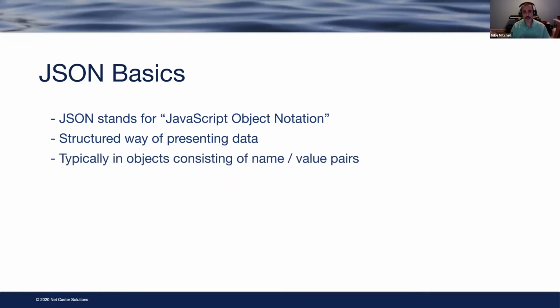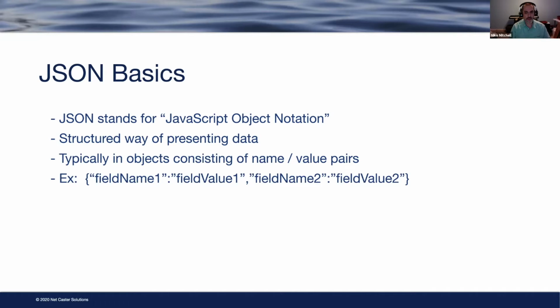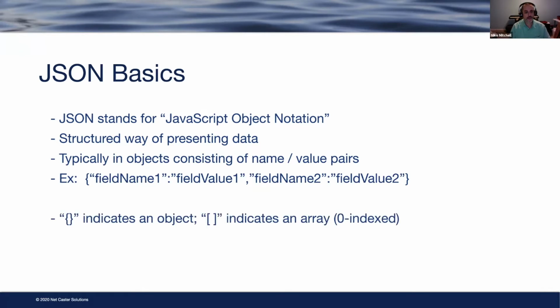Now, typically, JavaScript objects or JSON objects are name value pairs. So for example, this would be a small JSON object. Field name 1 is assigned the value of field value 1, and field name 2 is assigned the value of field value 2. This would be a very simple JSON object. Okay, now notice the curly braces. The curly braces indicate that this is an object. If they were square brackets, they would indicate an array.